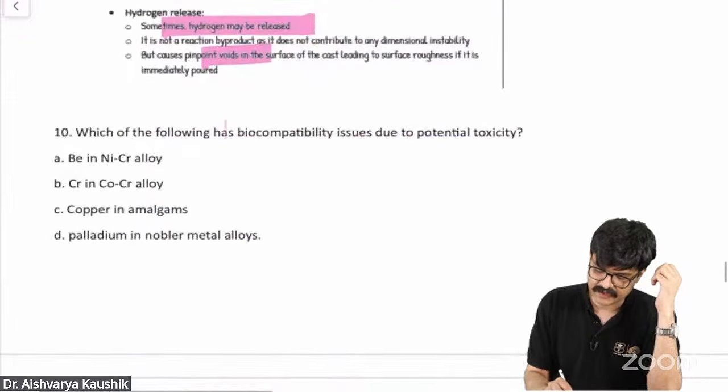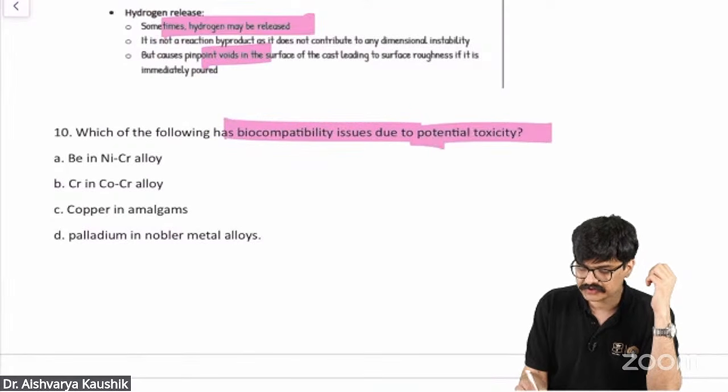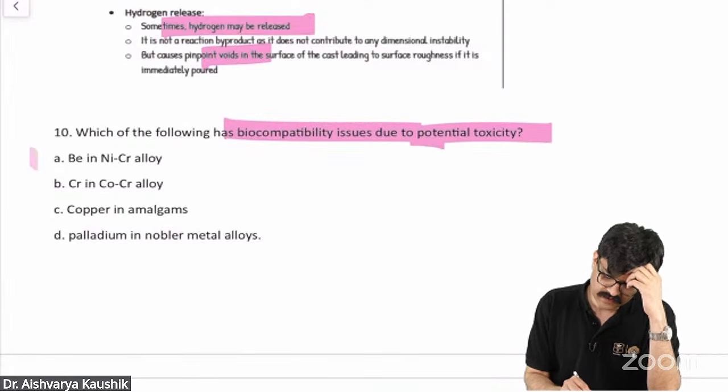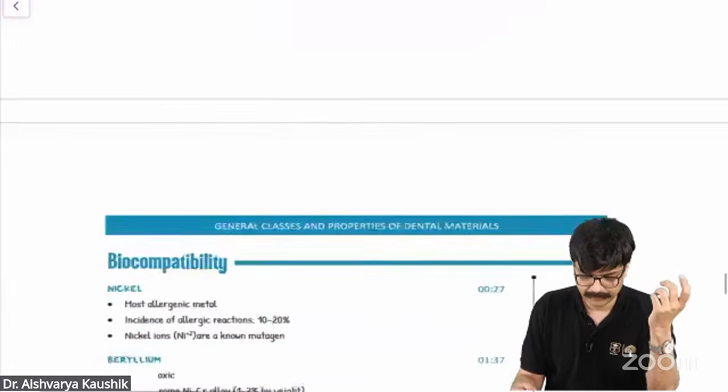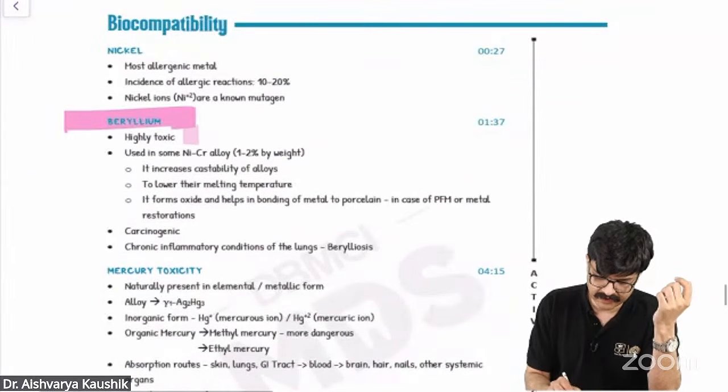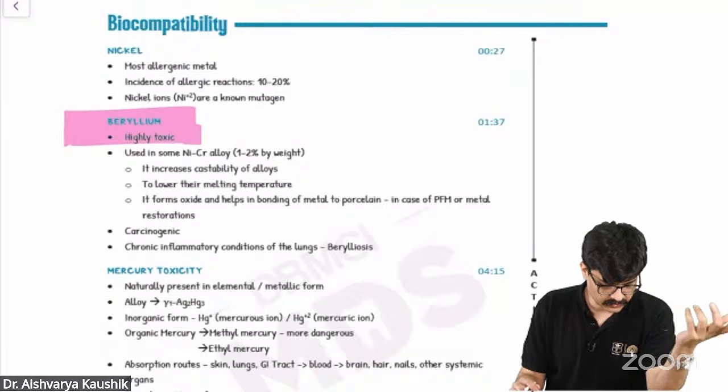Which of the following has biocompatibility issues due to potential toxicity, guys? Beryllium and nickel chromium alloy. That's simple. Yes, again straight from the notes. Beryllium highly toxic. Yes, beryllium highly toxic. Beryllium, ठीक है ना बेटा?